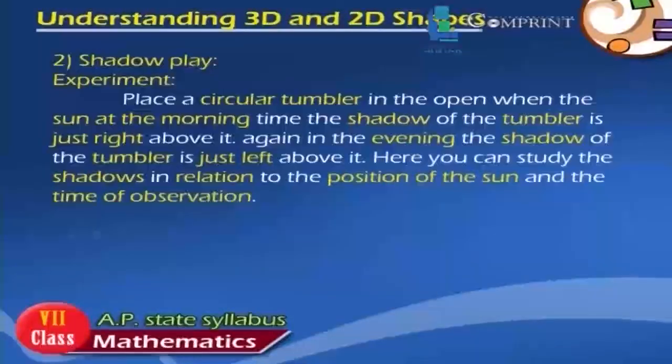Experiment. Place a circular tumbler in the open. When the sun is up in the morning, the shadow of the tumbler is just right of it. Again in the evening, the shadow of the tumbler is just left of it. Here you can study the shadows in relation to the position of the sun and the time of observation.